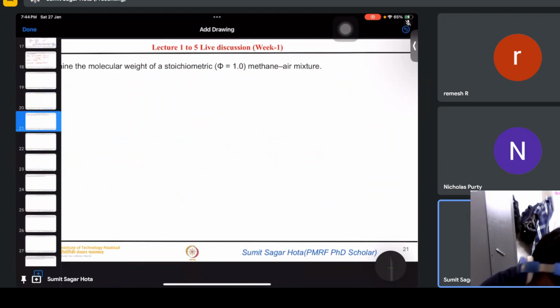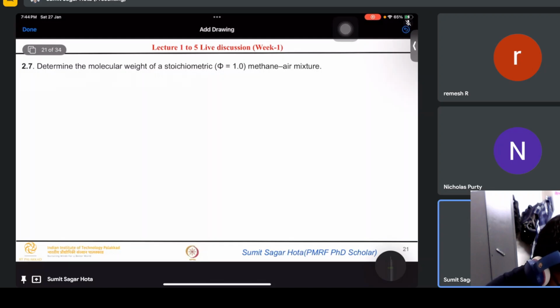Okay, go to the next. Determine the molecular weight of a stoichiometric mixture. What does stoichiometric mean? Equivalence ratio equal to 1, for a methane air mixture. These are very tricky questions. You can expect this kind of question in your IES prelims or maybe in your mains. The question will be only one line, but the explanation is not one line. It's very difficult, this kind of tricky question.